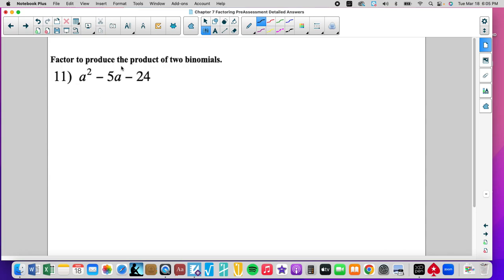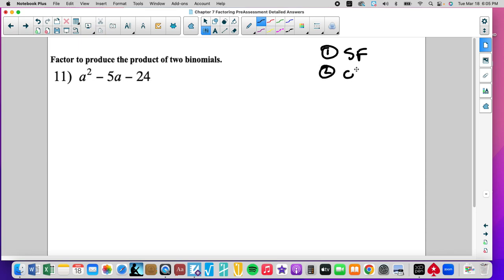Now we have to factor. So we have this list that we go through. Number one, is it in standard form? We should always make sure that our expression is in standard form. x squared minus 5x minus 24, no variable issues, standard form.